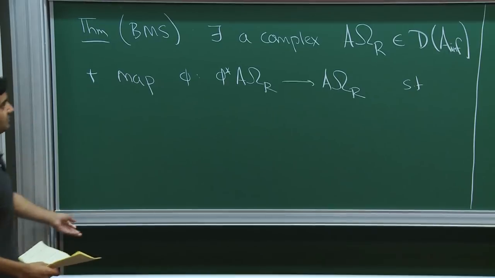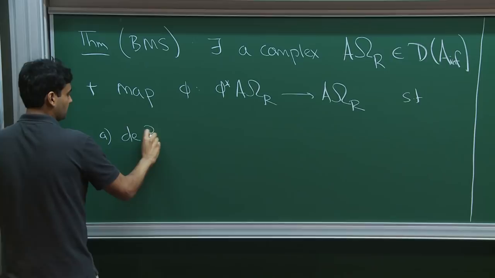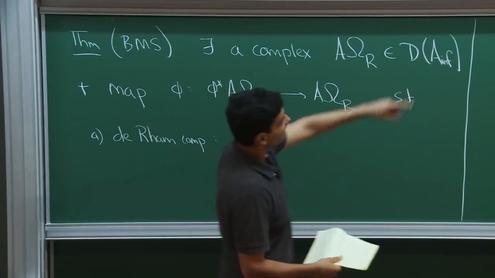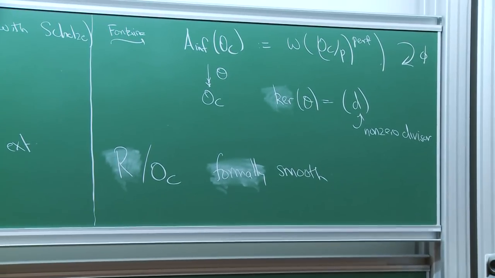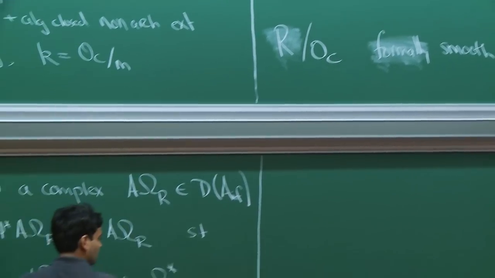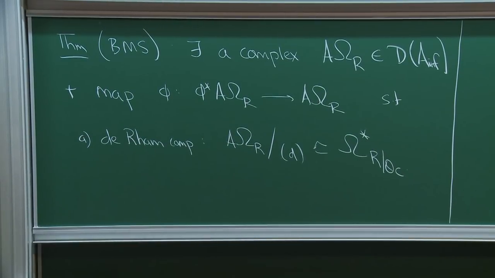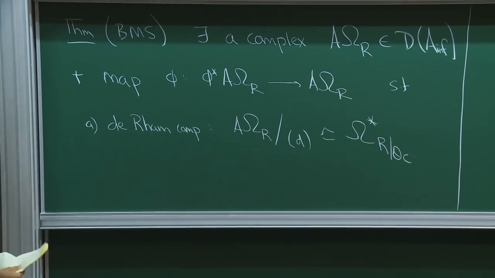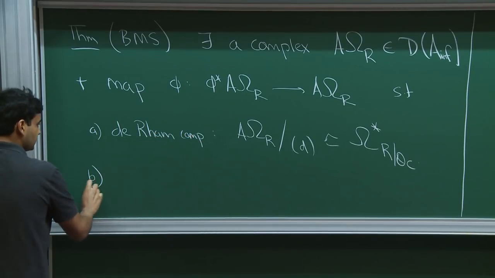It's supposed to be a deformation of de Rham cohomology. And so you have the de Rham comparison, which is just the statement that if you go mod this ideal, the kernel of theta, so you go down to O_C, then you recover the de Rham cohomology. So this is the continuous de Rham complex of this algebra R over O_C.